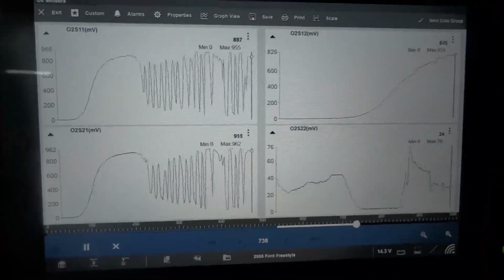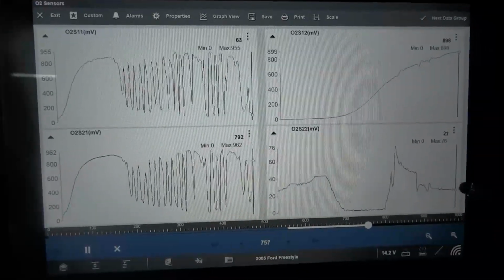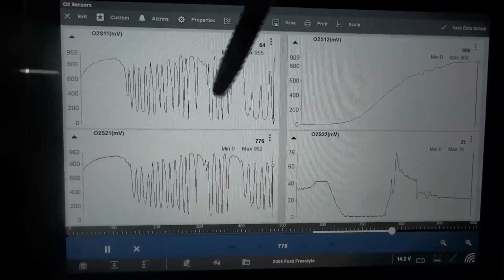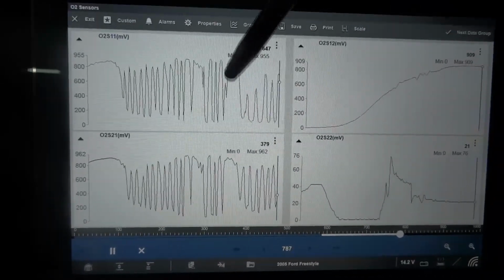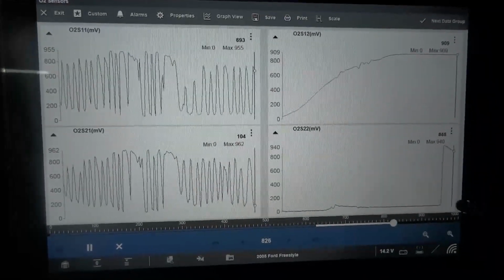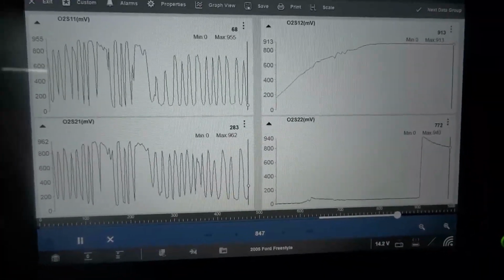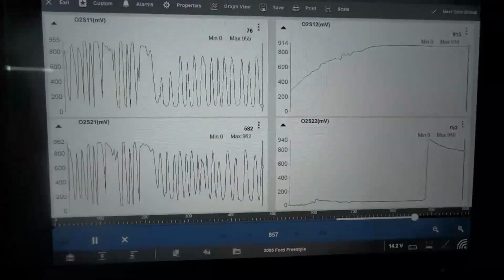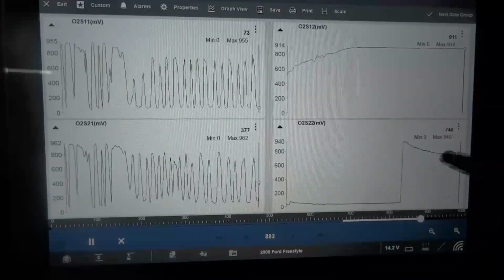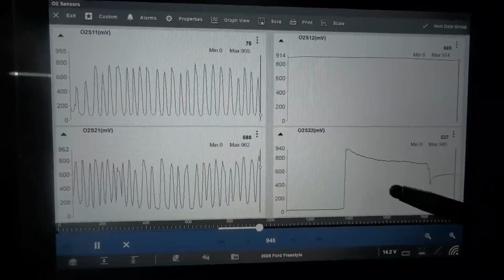Okay, so we have a rich signal up here, but we have a lean signal down here. Okay, and our pre-cat O2 sensors are technically mirroring each other, which is good. Okay, and it just jumped all of a sudden, so it went from lean up to rich. Did you see this jump over here? Okay, so this is a lazy O2 sensor. This O2 sensor is not reporting the correct oxygen content in the exhaust stream.